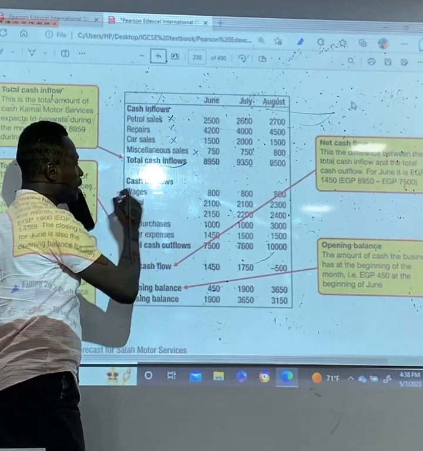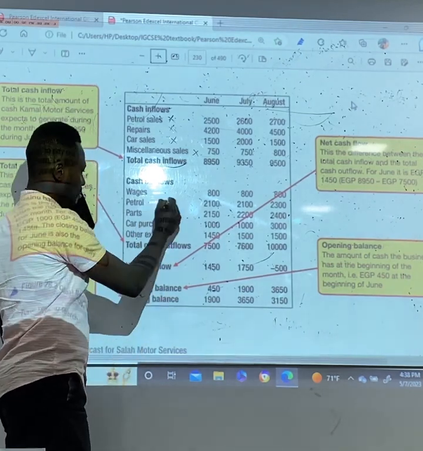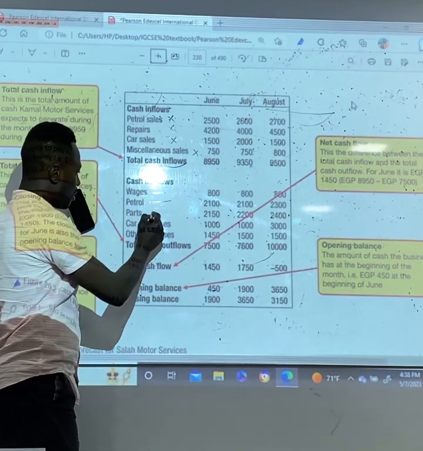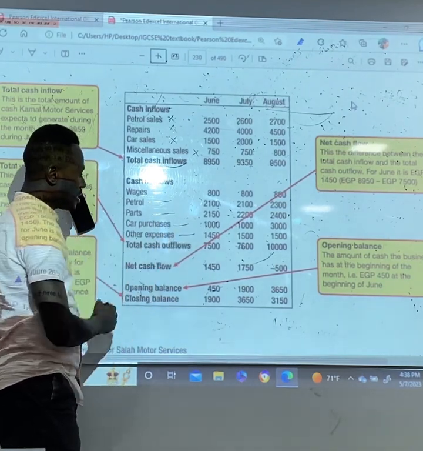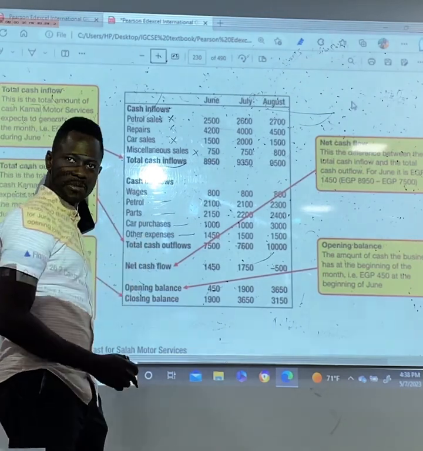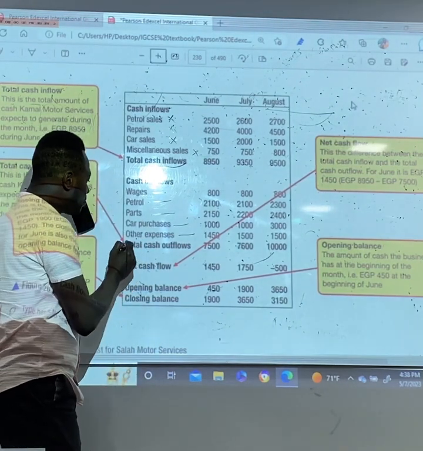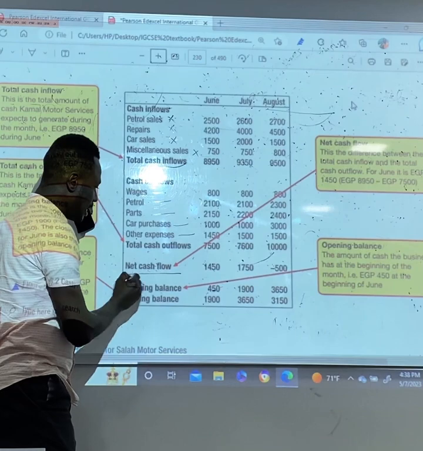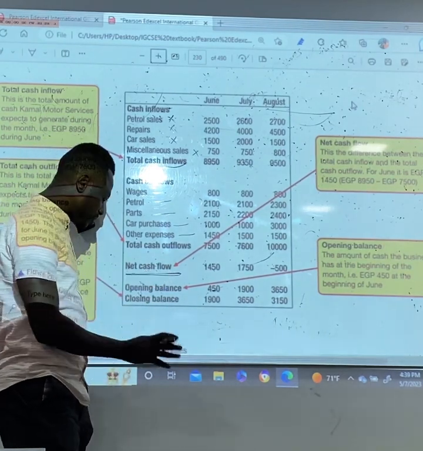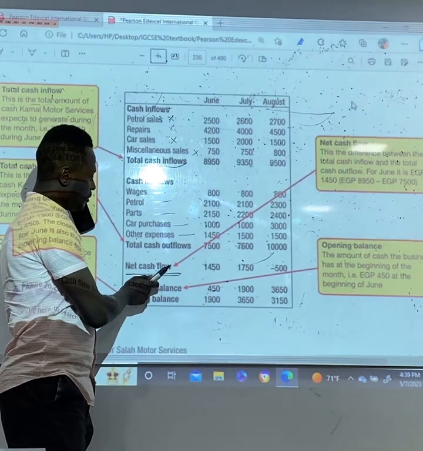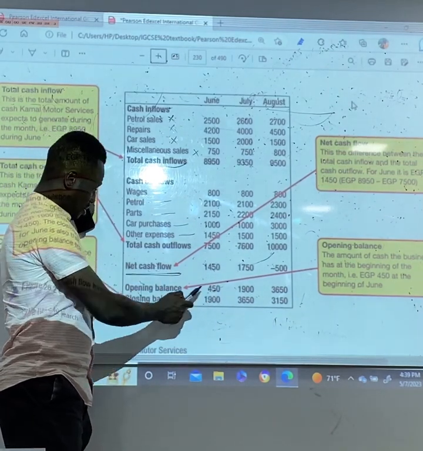Then we pay wages to our workers. We bought petrol. We bought some parts. We purchased cars. Other expenses. All these are expenditures for the business. Outflow. So the difference between this and this was our net cash flow. I think it's clear to here. So if this is your net cash flow, how do we get our opening balance here?